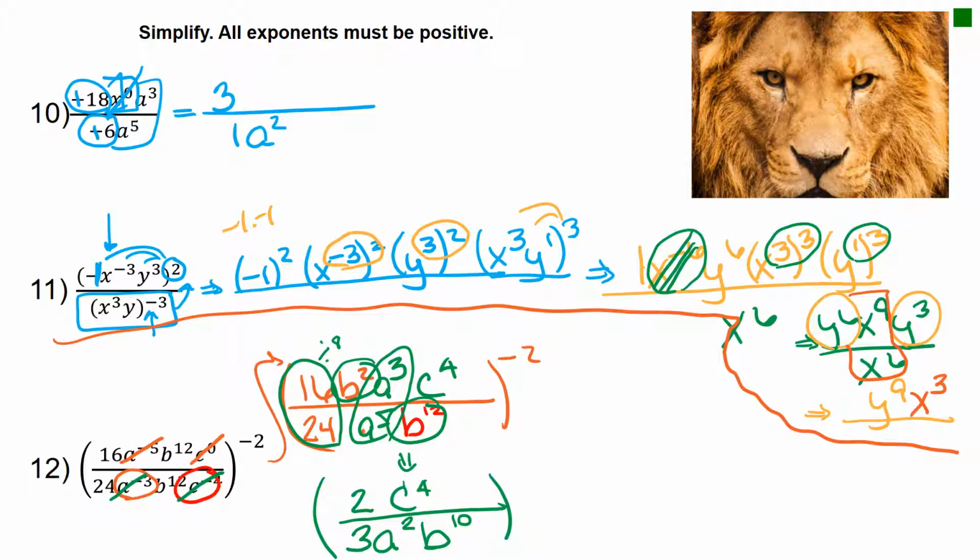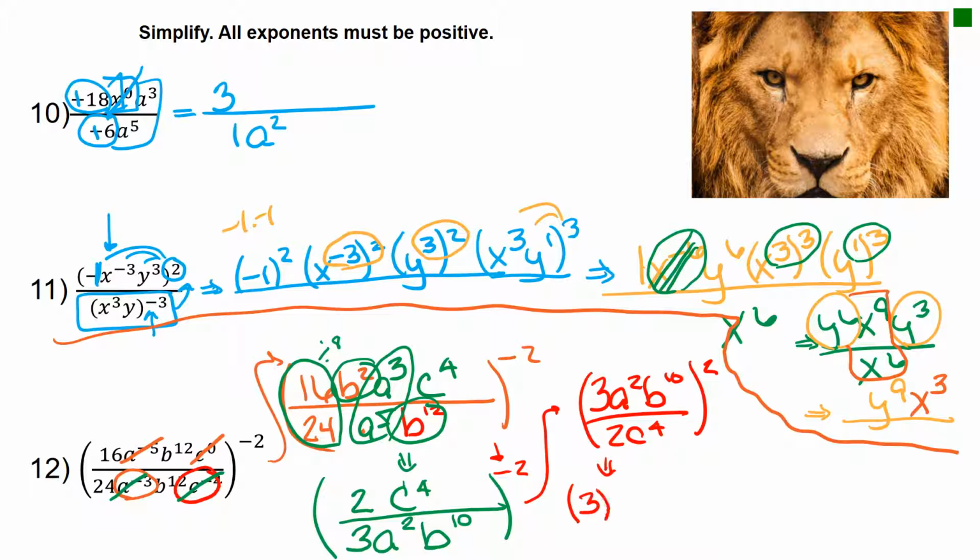Now the whole thing is still being taken to the negative 2. Now that it's cleaned up, that negative 2 tells me to flip the whole thing. Flip it upside down. Take the bottom to the top, the top to the bottom, and make it positive. Okay, going down here again.